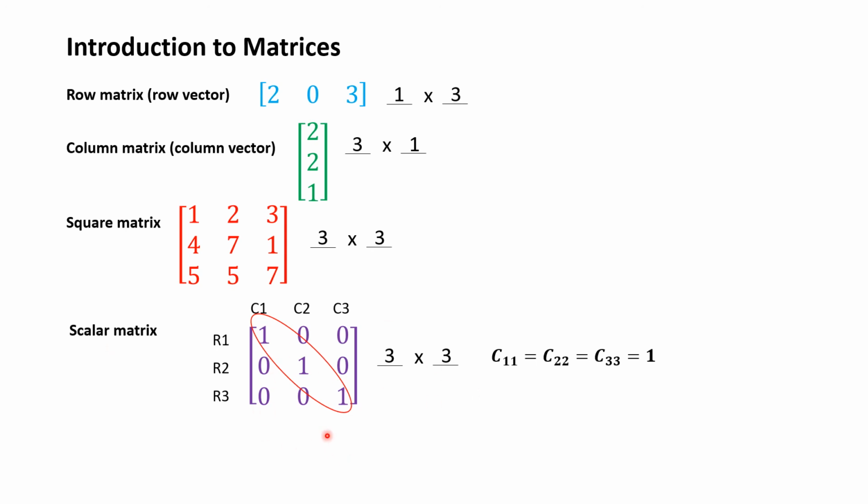This matrix can also be identified as an identity matrix. It must meet 3 criteria. It must be a square matrix, which it is, 3 by 3. The diagonal entries must be equal to 1, which they are, and all other entries must be 0, which they are. Therefore, this matrix would be considered a scalar and an identity matrix.